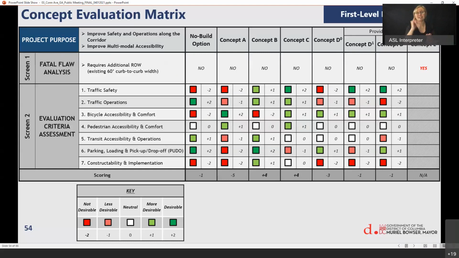The second screening was looking at evaluation criteria, ones that we just talked about, traffic safety and operations, et cetera. The only concepts that received negative scores were due to the lack of things such as safety improvements, multimodal improvements, parking removal, et cetera. As you can see on the final row with the scoring, the only two concepts that received positive scores were concept B and C, and therefore those are the only concepts that will be moving to the second tier level evaluation on the next couple of slides that Michael will be talking about next.